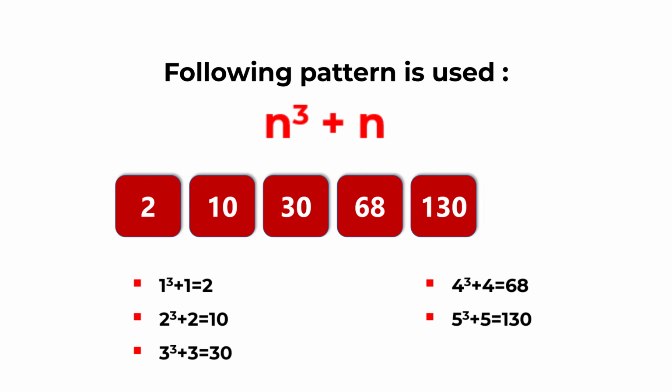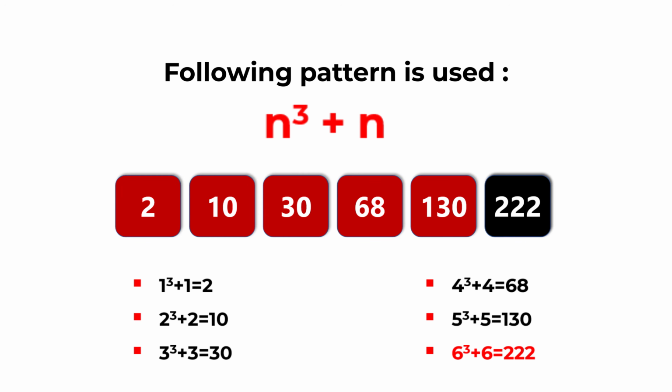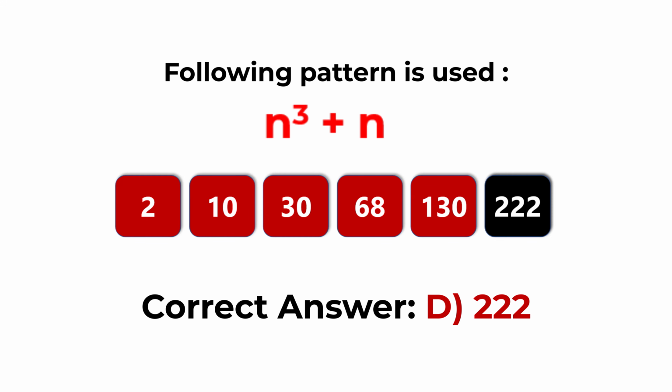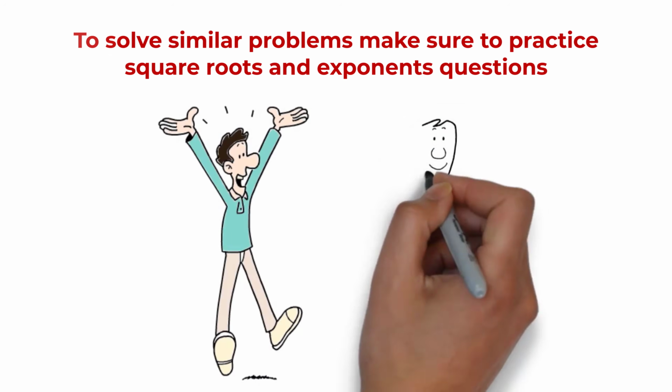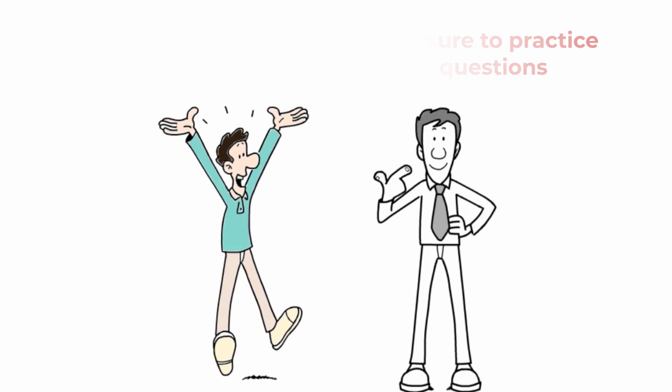5 cubed plus 5 equals 130, which means that the missing number should be calculated as 6 cubed plus 6, and the result would be equal to 222. So the correct answer here is choice D, 222. Hopefully you've nailed this question on your own and now know how to answer similar problems on the test.